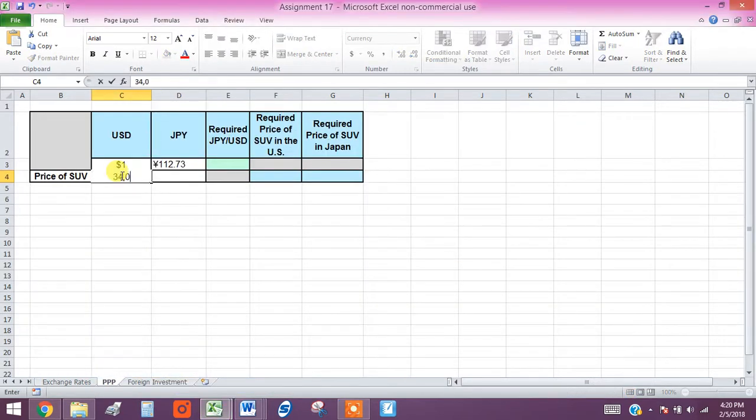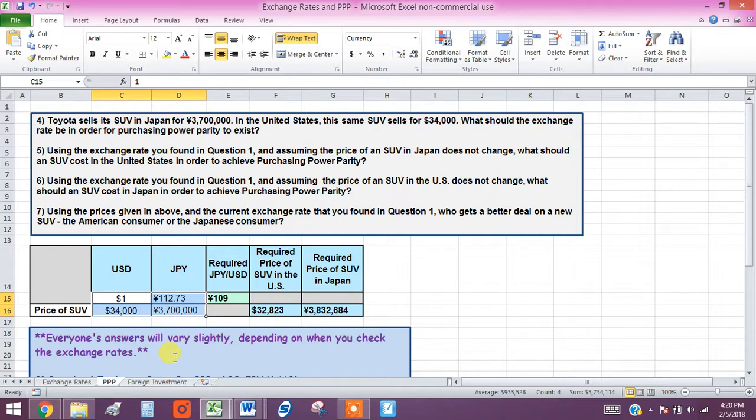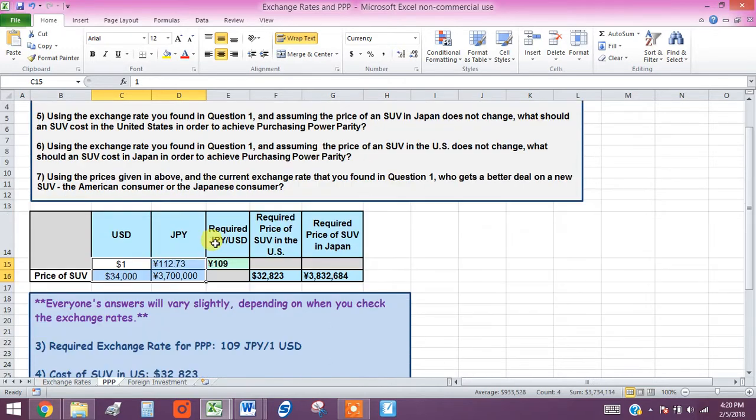34,000 here for the price of the SUV in the U.S. and 3.7 million yen. Okay, we have that. Now, we're asking here, let me jump back over. What is the exchange rate? And that is, what is required for there to be parity, okay?